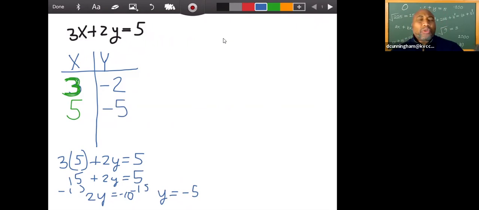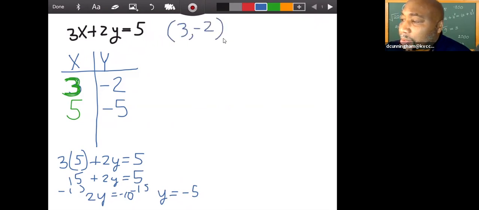Now, those are my 2 points. And again, the minimum is 2. It's good to get 3 to double check it. So how do I write this? I write this as (3, negative 2) is 1 point. And my other point I'm going to write next to it is (5, negative 5).